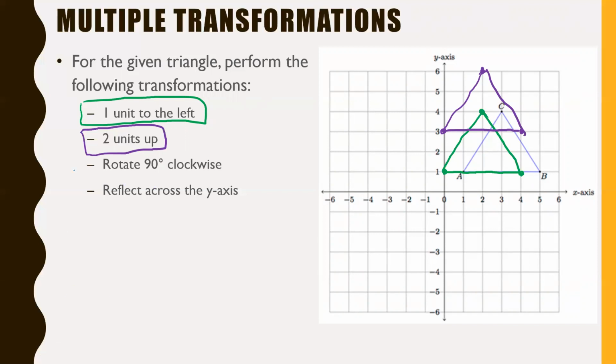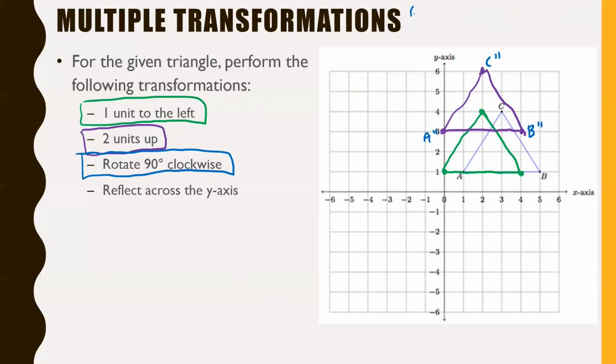Here's where it gets challenging. I'm going to do this one in blue. Rotating 90 degrees clockwise, remember what that is. If you look back a couple slides ago, you'd see you have to make your x coordinate negative and then swap your x and your y. So here's what we'll do. This point down here is technically A double prime. This point over here is B double prime, and this one over here is C double prime.